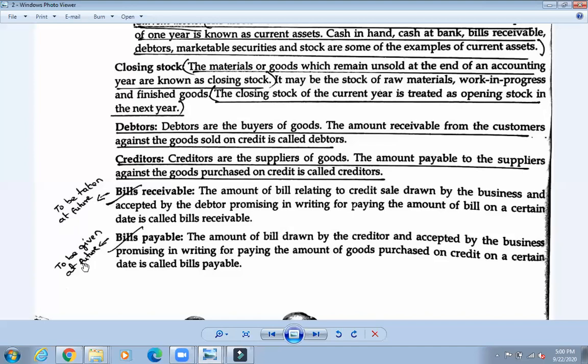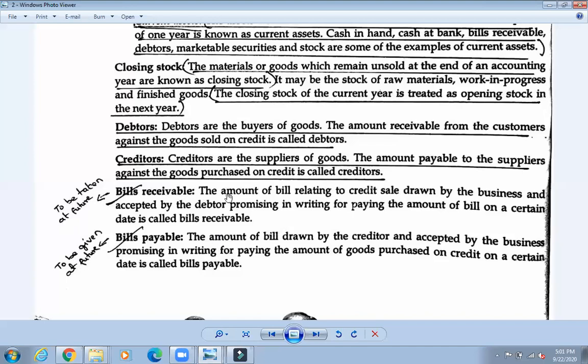Bills payable means those which you need to pay but still you have not paid. Pay means given, isn't it? It has to be paid, but in the future. If you have taken goods on credit but have not paid yet, that is called the bills payable.